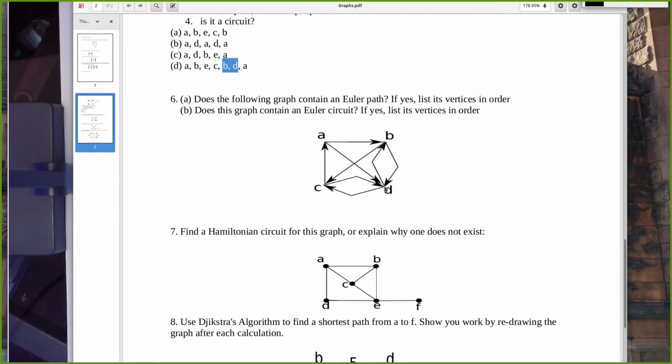So this will definitely have an Euler path, does not have an Euler circuit. And we know that because to have an Euler circuit, all the degrees of all the vertices have to be even.